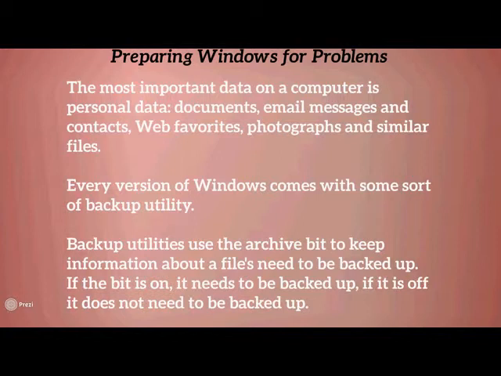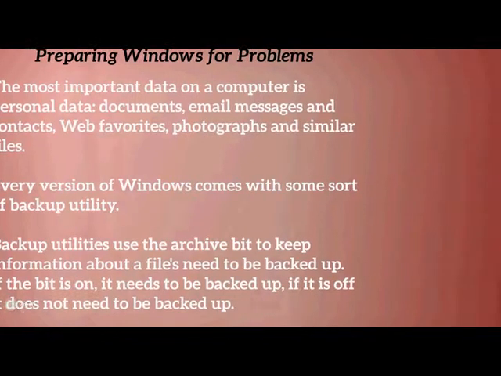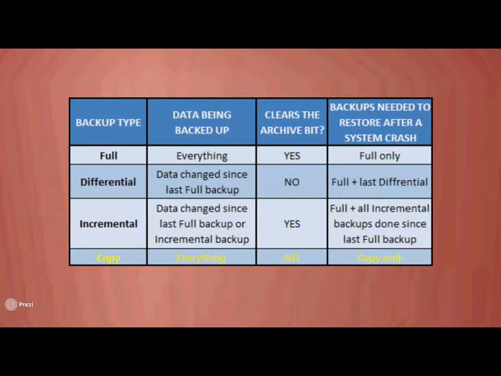You can prepare Windows ahead of time for problems. Mostly this is backing up. The most important data on a computer is your personal data, documents, email messages, contacts, web favorites, photographs, and similar files. Every version of Windows comes with some sort of backup utility. Backup utilities use the archive bit to keep information about a file's need to be backed up. If the bit is on, it needs to be backed up. If it is off, it does not need to be backed up. The archive bit is an attribute of a file.